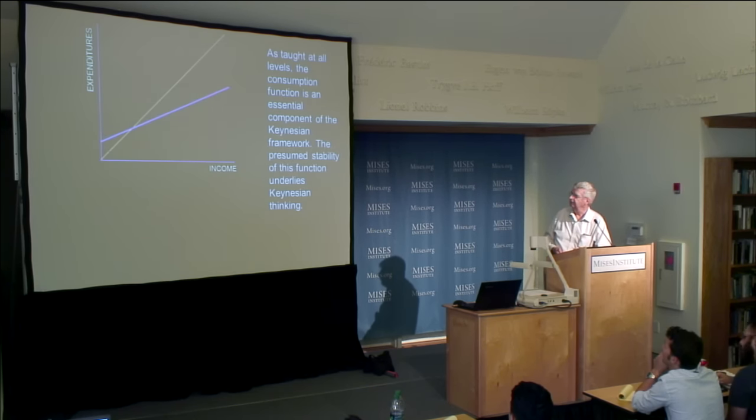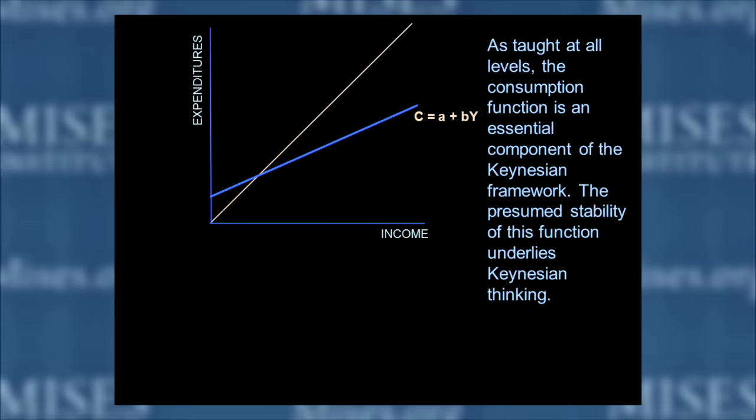You've heard about that. And it means the slope of that line is lower than one. In other words, yeah, you spend, but you save too, all right? You spend and you save. And the equation of that is C equals A plus BY. The A is simply the vertical intercept. The slope is B over 1, and B over 1 is less than 1.